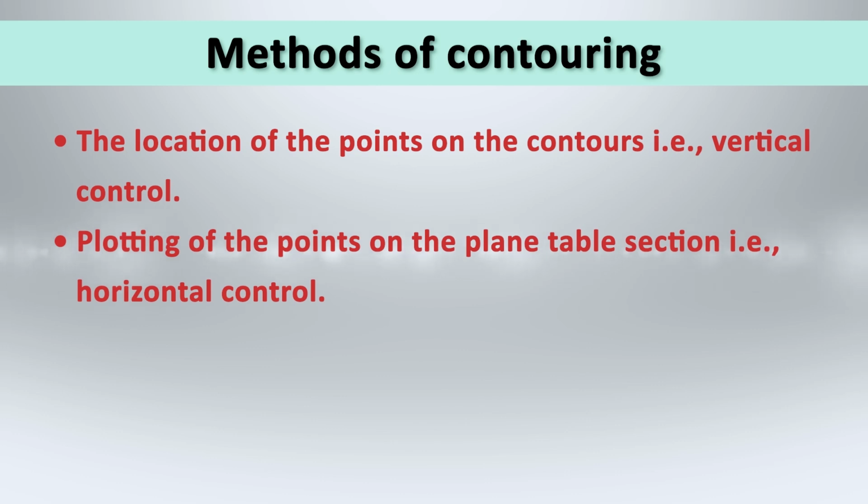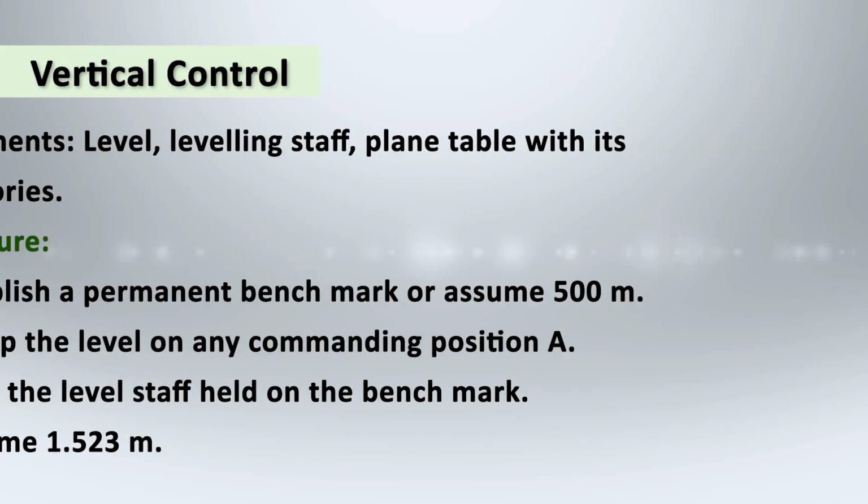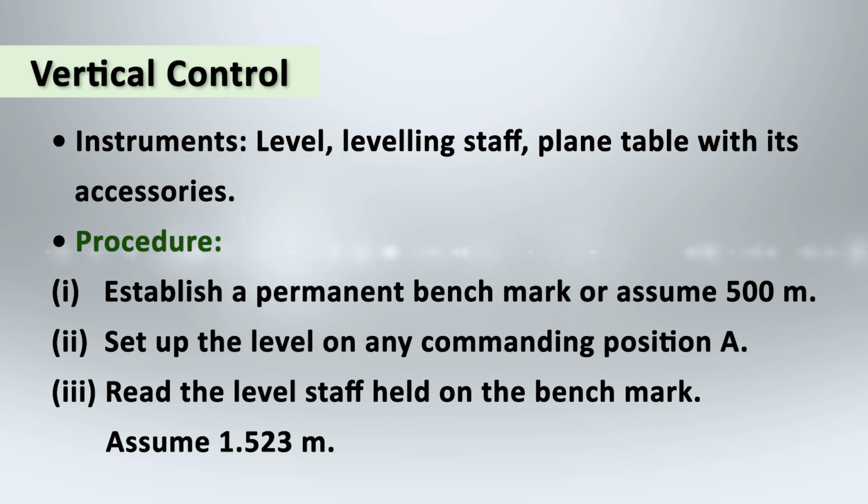First one is the location of the point on the contours, that is vertical control, and second is plotting of the points on the plane table section, that is horizontal control. The two operations may be carried out simultaneously if one surveyor is employed on leveling for locating the points and the other for surveying their locations by plane tabling. Let us see the first step called vertical control.